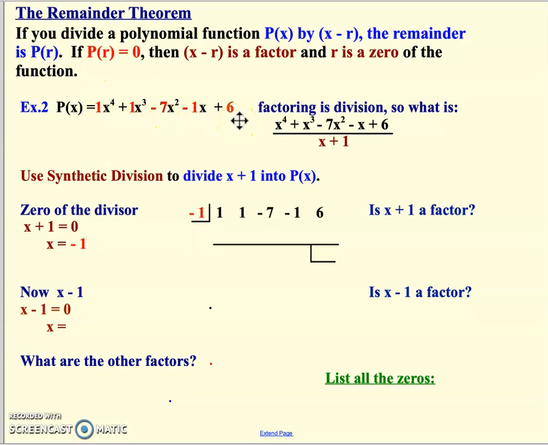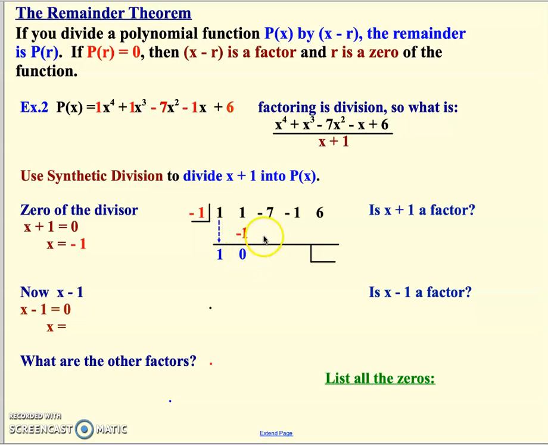This is the first time you've done this, so you have to hang tough for a minute while we do the process, but once you get good at it, it's really easy. The first number gets dropped down. Then we go through a series of multiplications and additions. We multiply on the diagonal and we add the columns. So -1 times 1 is -1, and then we add that column down and get a 0. Then we just keep going.